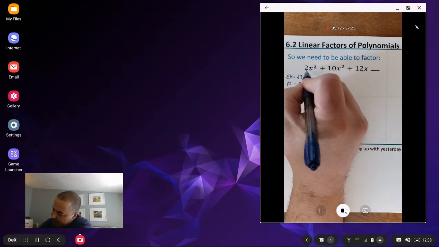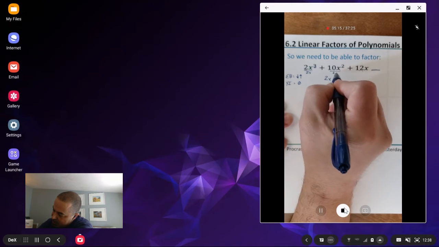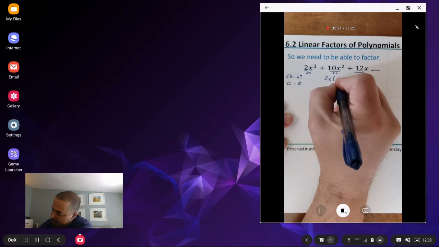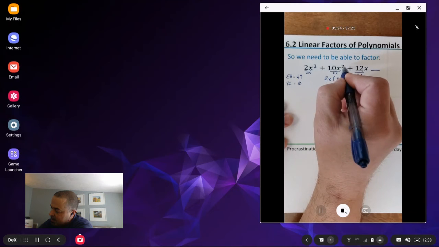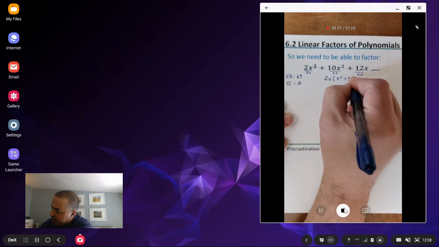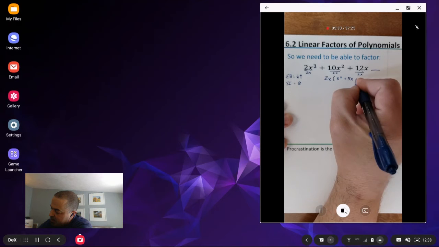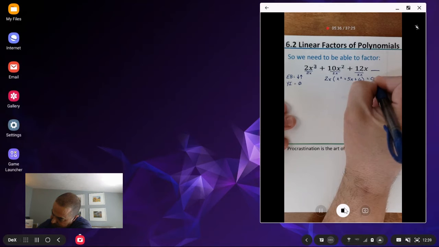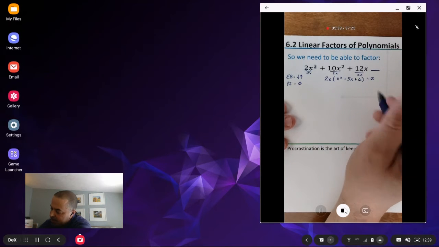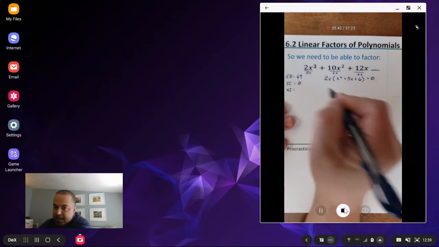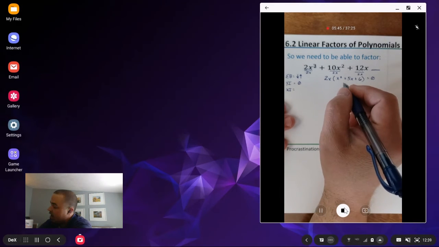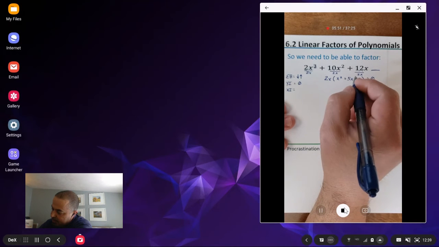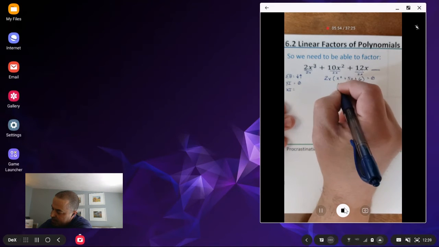So I'm literally going to divide each term by 2x. So 2x cubed divided by 2x is x squared. 10x squared divided by 2x is 5x. And 12x divided by 2x is 6. So this is my factored form. And this is all going to be equal to 0 because I am, after all, going after the x-intercepts here. So now I have to break this quadratic apart. Okay? So don't lose track of the 2x. We'll come back to this.